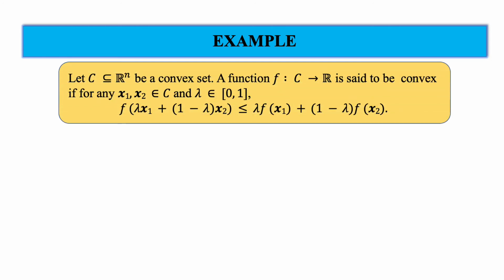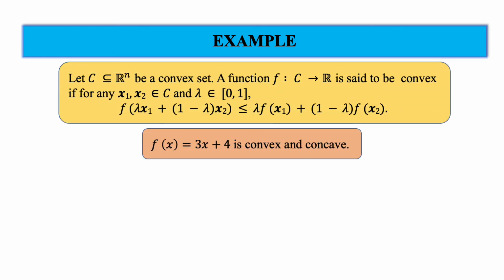Suppose a similar example, f(x) is equal to 3x plus 4. We have to show that it is a convex function. So again you take f of lambda x1 plus 1 minus lambda x2, so it will be 3 times lambda x1 plus 1 minus lambda x2, plus 4, where lambda is in between 0 and 1.